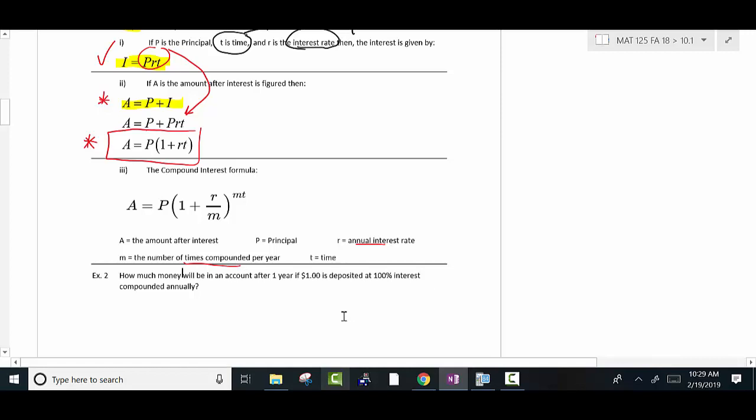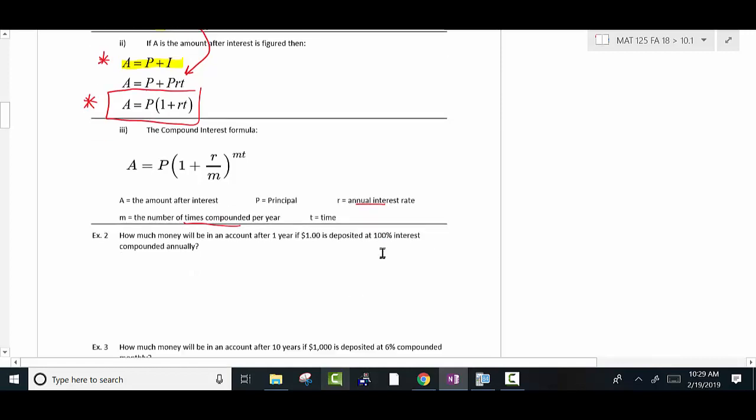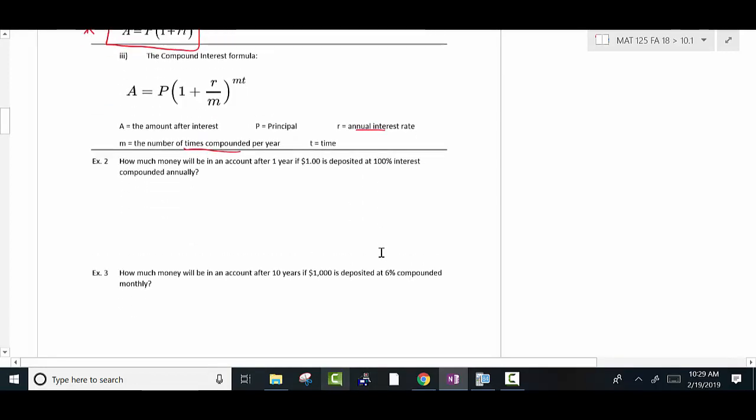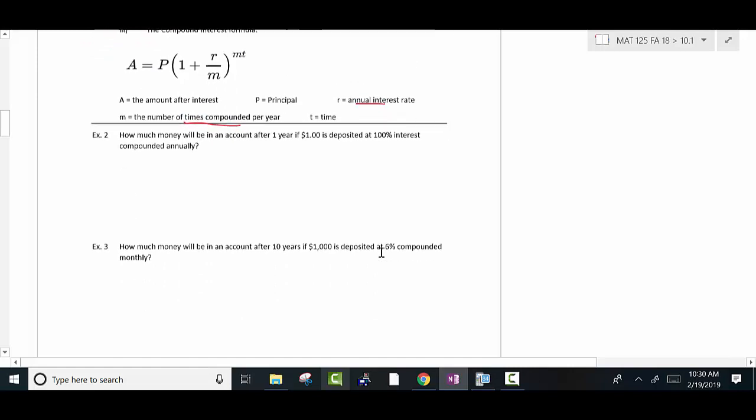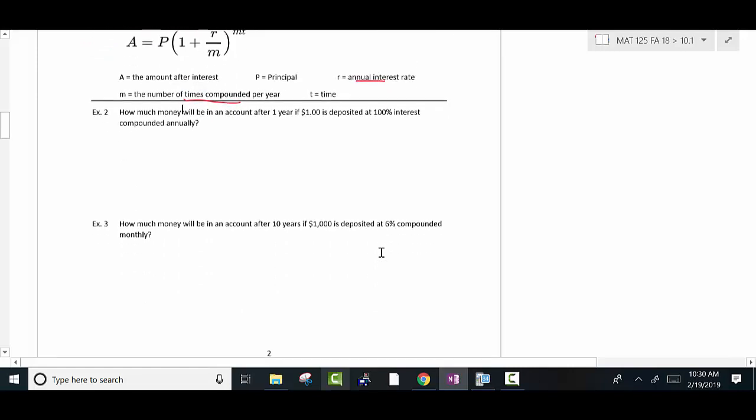So what we're going to do mostly in this section is just work through these formulas, and these are usually pretty easy to do. The first thing is you've got to know what formula to use. This one says how much money will be in an account after 1 year if $1 is deposited at 100% compounded annually. And this, by the way, is where the number e comes from.